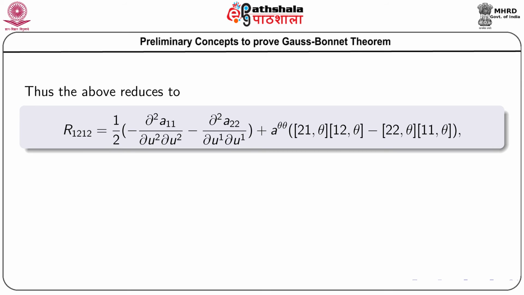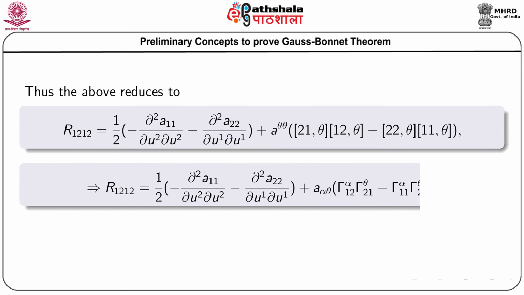So, the second term, due to the product of A theta theta, we have the Christoffel symbols of second kind. The first part is the same. So, R 1 2 1 2 will have this expression, where the first part is the same as the previous one, but in the second part we have the Christoffel symbols of second kind, that is A alpha theta within the first bracket gamma alpha 1 2 gamma theta 2 1 minus gamma alpha 1 1 gamma theta 2 2.